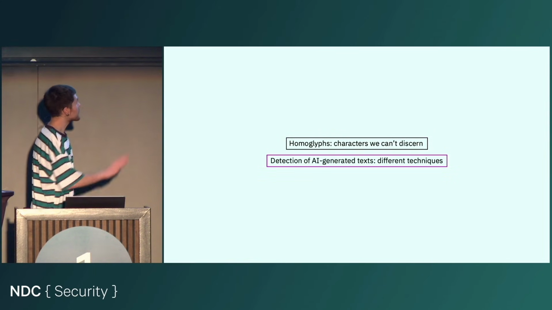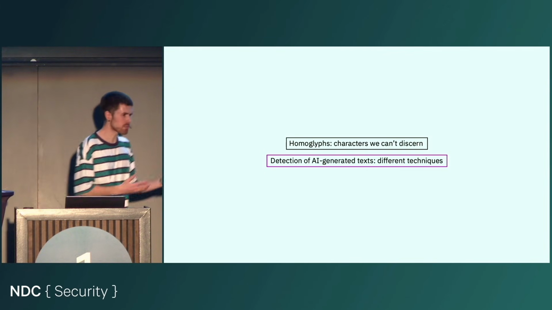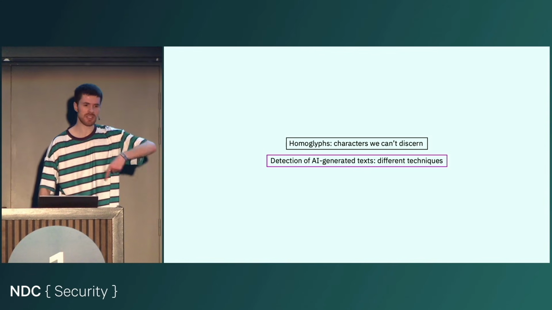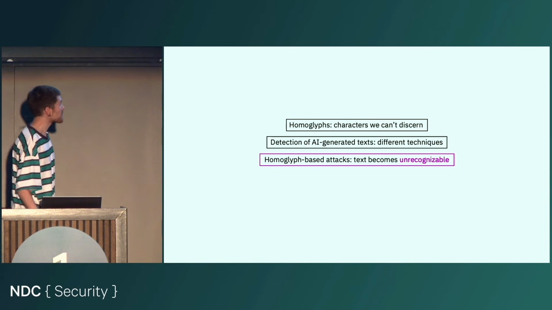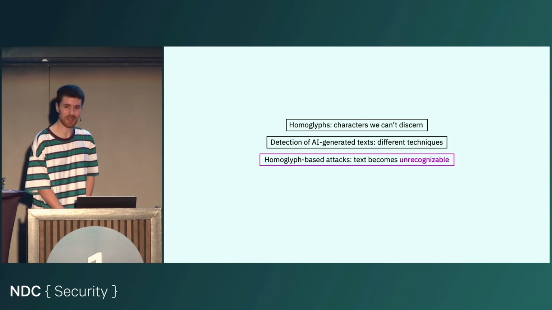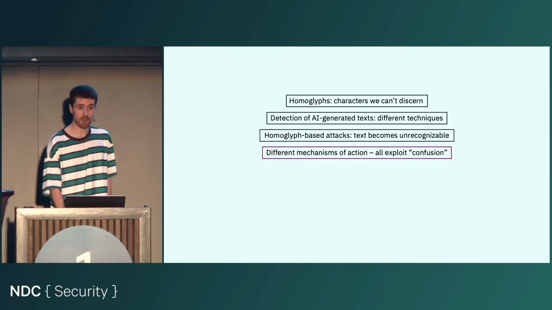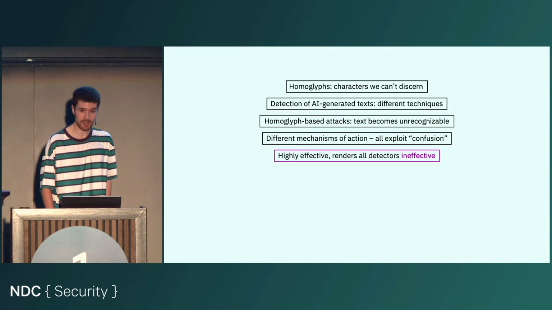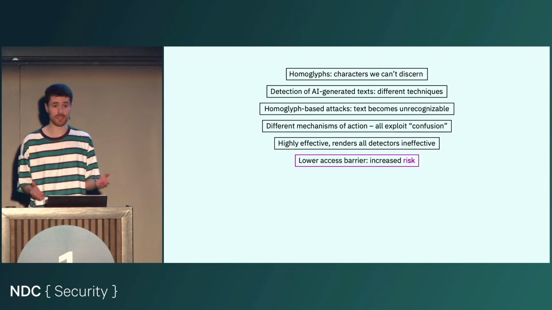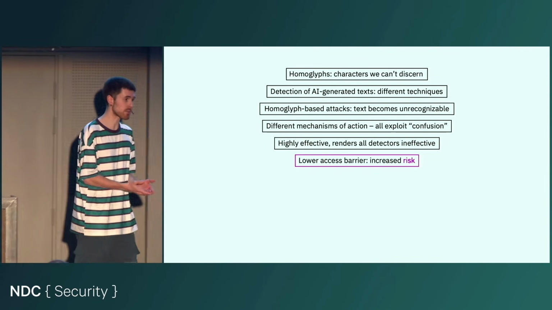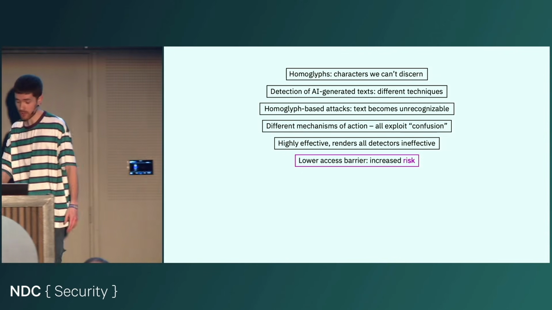We also saw that the detection of AI-generated texts is done with different techniques, so, you know, classifiers, perplexity-based approaches, watermarks, etc. And what happens when we do that is that the text becomes really unrecognizable. It's very hard to understand what's going on here, so we confuse the systems. And when we exploit this, our attacks become super effective. Those detectors don't work anymore. So that's what we saw. And on top of that, there was another risk here, right? It's super easy to do this thing. So the access barrier for this is super low. Everyone can do it.